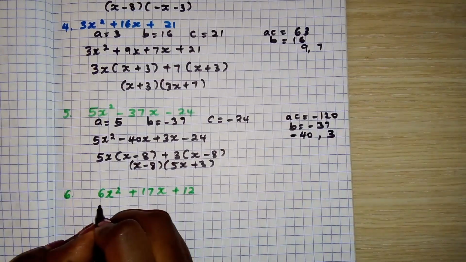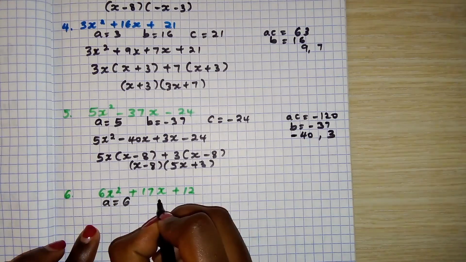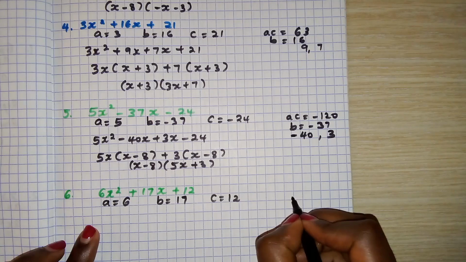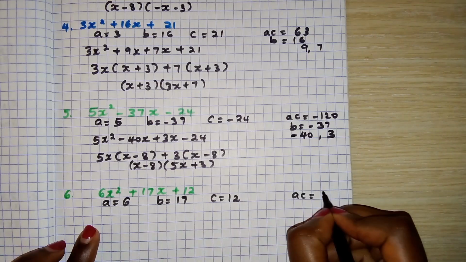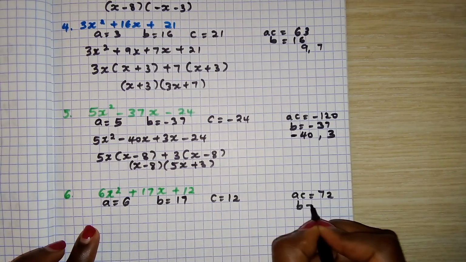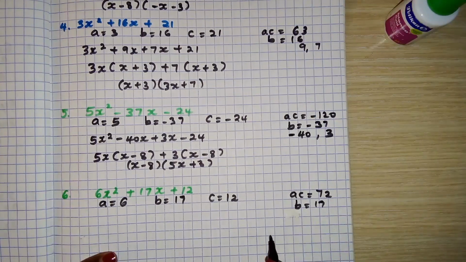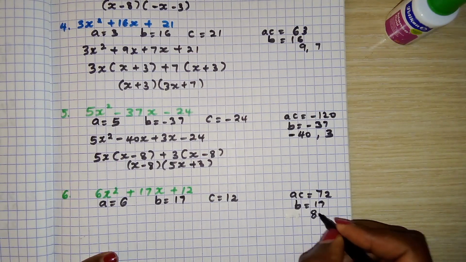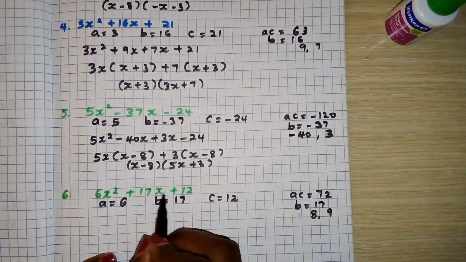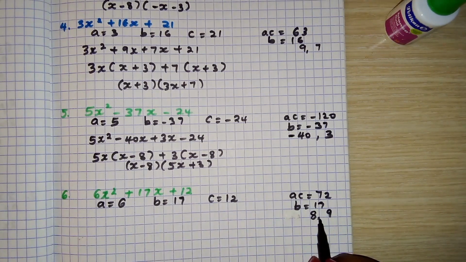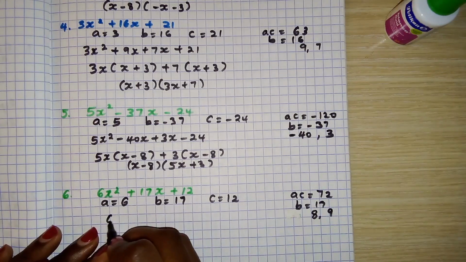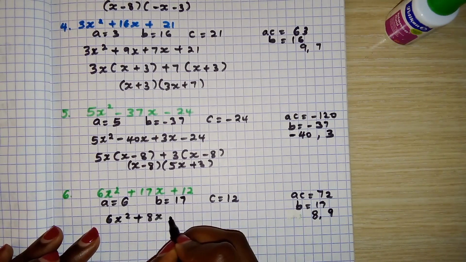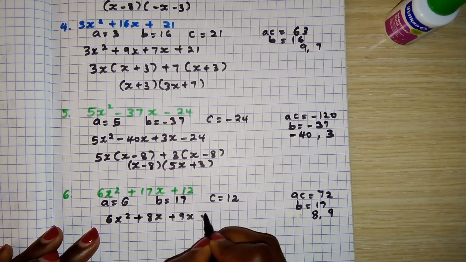Okay, number 6. A is 6, B equals 17, and C equals 12. AC, 6 times 12 is 72. B is 17. 2 factors of 72 that will give us a sum of 17 will be 8 and 9. Replace this 17x with 8 and 9. So 6x squared plus 8x plus 9x plus 12.